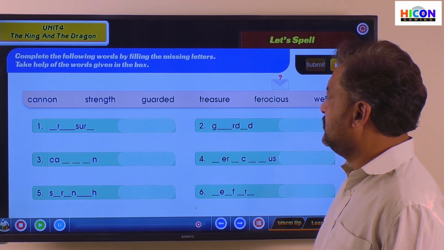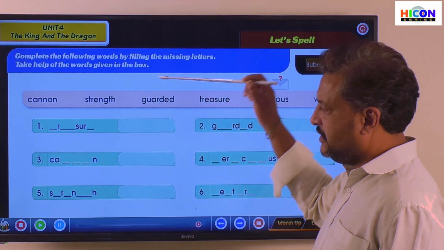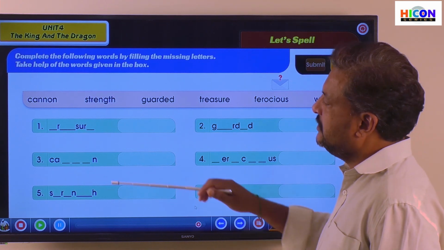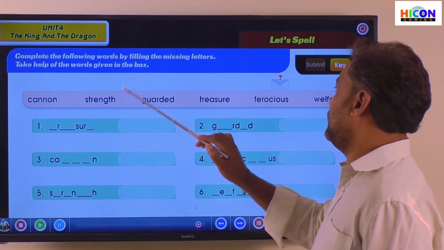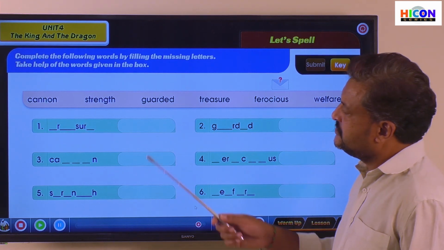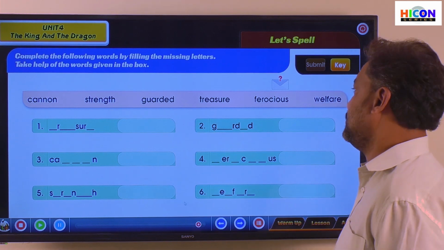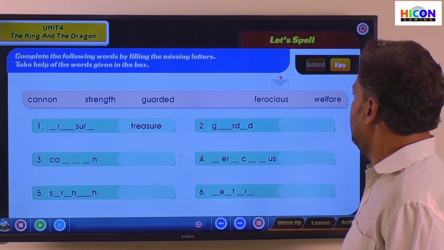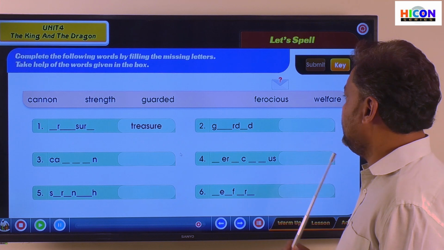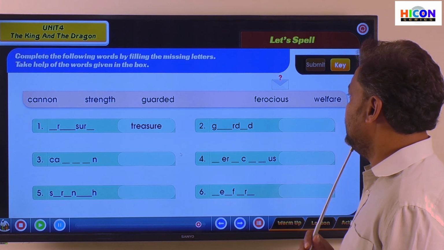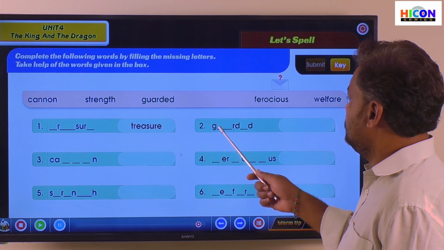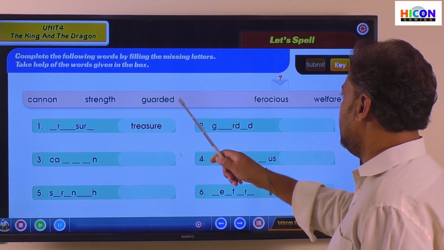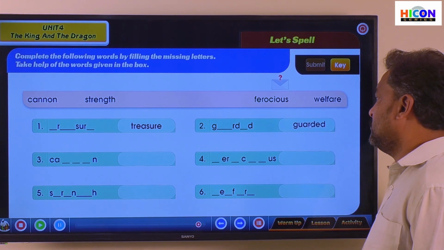So what can be the word? It can be TREASURE, right? Treasure. Yes, we have a treasure here. So we will drag this treasure over here. Second, G dash dash RD dash D. GUARDED. Guarded. So what is the word there?